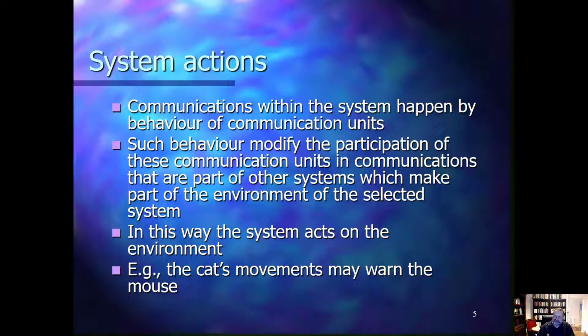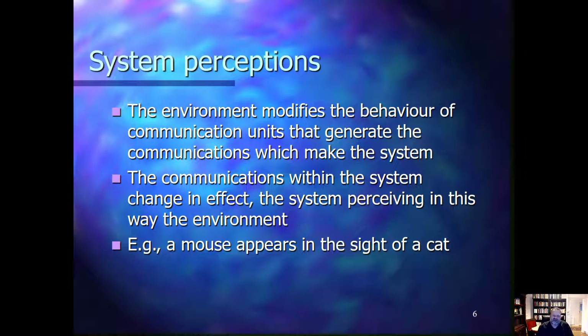So in this way, the system acts on the environment as well. For example, consider a cat approaching a mouse. As the cat approaches the mouse, of course, the cat tries to avoid being noticed, but may bump into something, may move a branch, and so on. So it may interfere with the environment in ways that alert the mouse. So how the system generates the communications in it has an impact on the environment as well. And these are the system's actions.